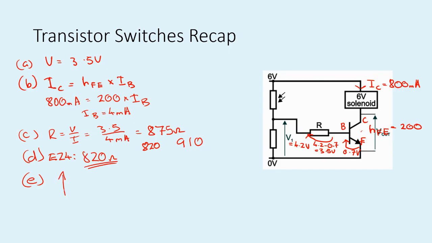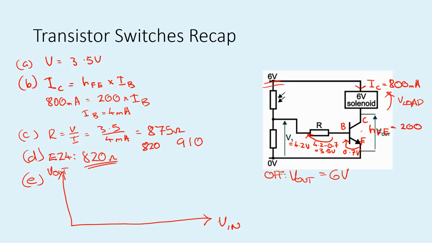Part E asks us to sketch the input voltage against the output voltage. Now remember that this is a switching unit, but we measure the output voltage over the transistor, which is a little bit counterintuitive. So the load voltage is the one we're trying to maximize, not the output voltage. So when the switch is off, the output voltage is the supply voltage of 6 volts and nothing's going over the load. When it's on, the output voltage is 0 and all the voltage is going across the load.